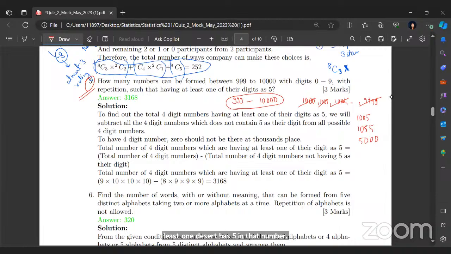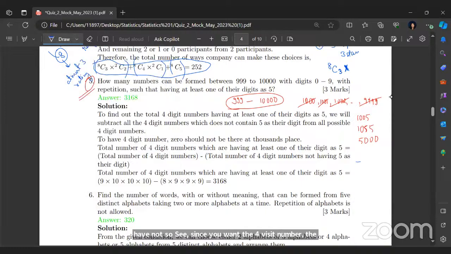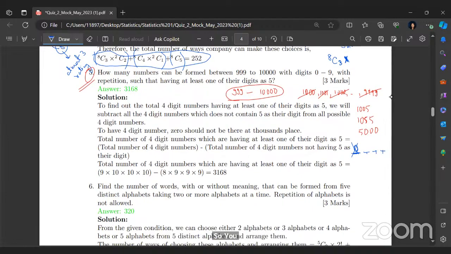So how will you find how many such numbers are possible? One way is to count everything, but that will take a lot of time, right? The other way is using the counting principle that you have learned. Since you want a 4-digit number, the first thing is that 0 should not be on the thousands place. So ones, tens, hundreds, thousands, right? 0 cannot be here. This case is not possible. So for the 1000 place, you have only how many choices?